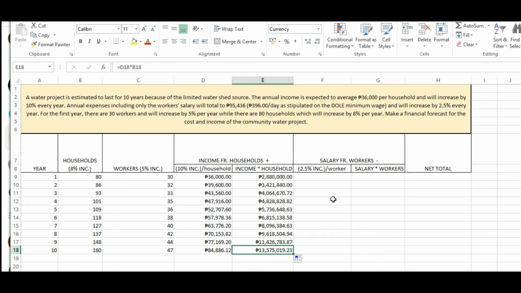13,575.19.23 cents. Ayan siya. And next column here. So I merged this cell here kasi these two cells here kaya nag-refer siya dito salary from workers. I also input here the positive sign and the negative sign since yung positive sign dito is that for the net total, pag-solve nila, kasi ang income is the cash in, while the salary from workers is a cash out. So we need to get the net total by subtracting the salary from workers from the income from households. So yan yung formula natin mamaya sa net total.